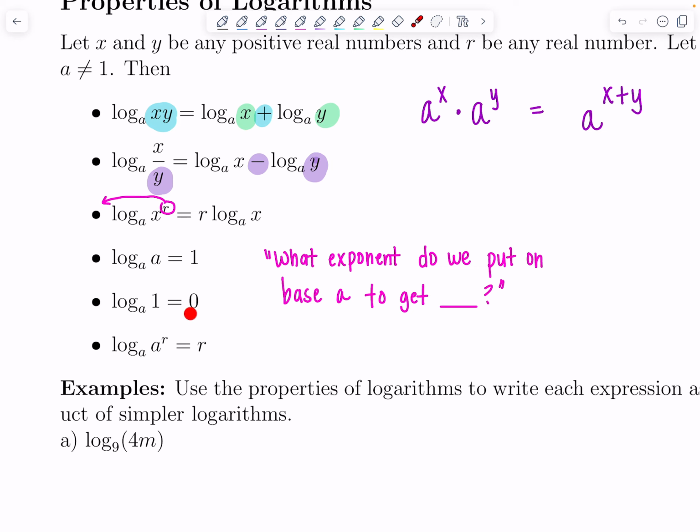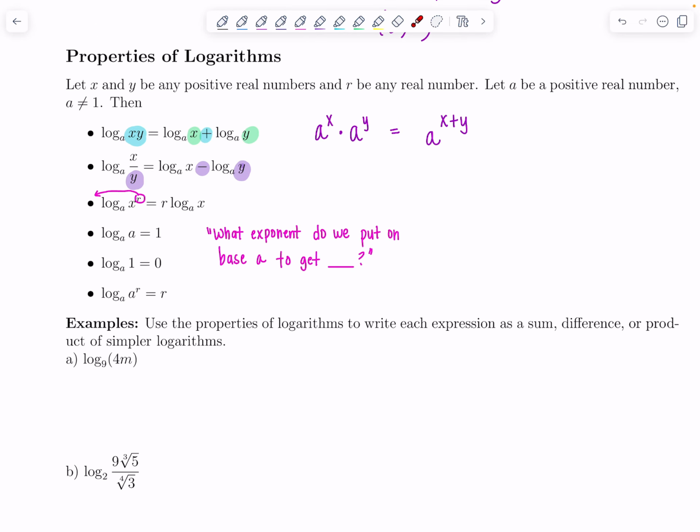It has to be 0, because remember, a is not 1. So the only way a raised to some power is going to end up being 1 is if that power is 0. And then here, what exponent do I put on a to end up with a to the r? Obviously r. Okay. Good.